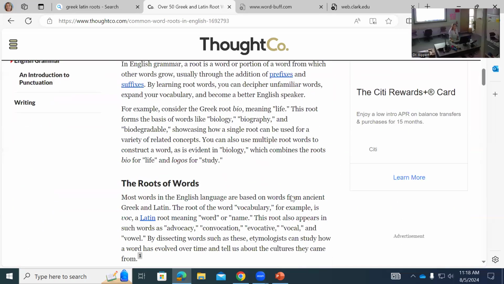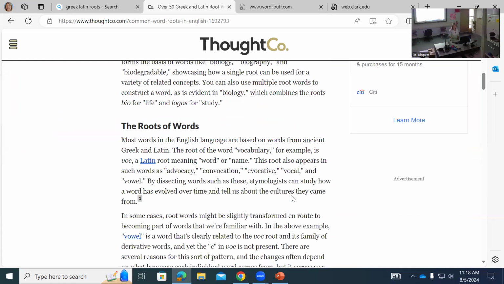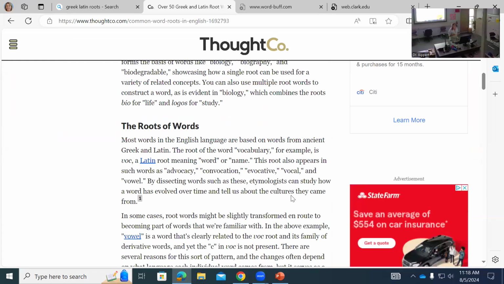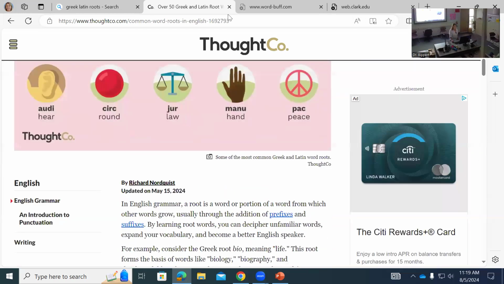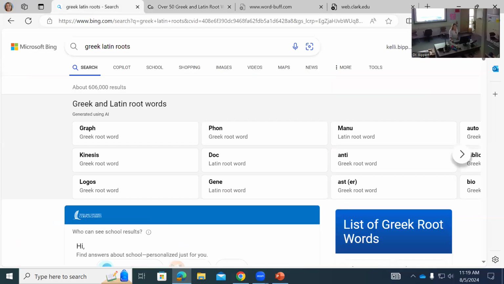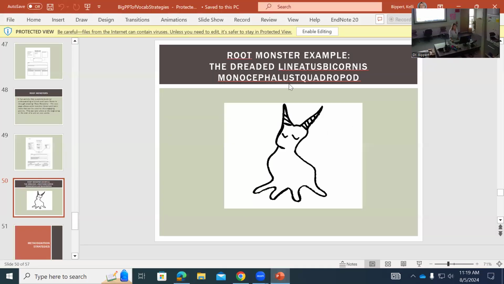And then I would say, I want you to create a creature using at least, what I told my class in here, 7 Greek and Latin roots. So they would come up with some made up word and then draw and illustrate what they have. And so what you have is, I'm pretty sure this one is a bicornus quadrupod, something like that.